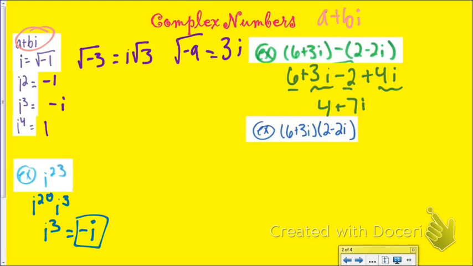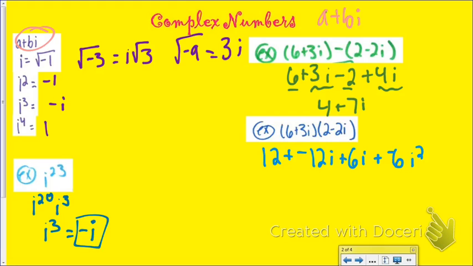Alright, we're going to use a very similar process here. We're going to multiply. So again, when we multiply complex numbers, we're going to FOIL this just like we would if those i's were x's. So I'll do 6 times 2, plus 6 times negative 2i, plus 3i times 2, plus 3i times a negative 2i.